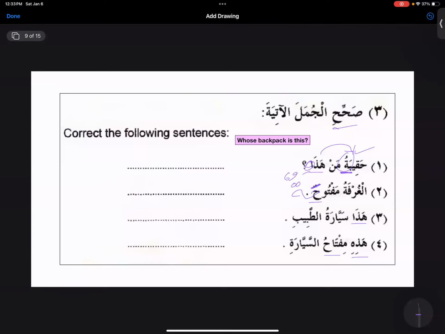Next one. Hadhihi sayyaratu tabibi. Why hadhihi? Because sayyaratu is feminine. Okay, next one. Hadha miftahu sayyarati. Very good. So instead of hadhihi, it should be hadha. Why? Because miftahun, miftah, is masculine. So that's why hadha miftahu sayyarati, and then miftahu and sayyarati is mudaf and mudaf ilayhi. Very good.